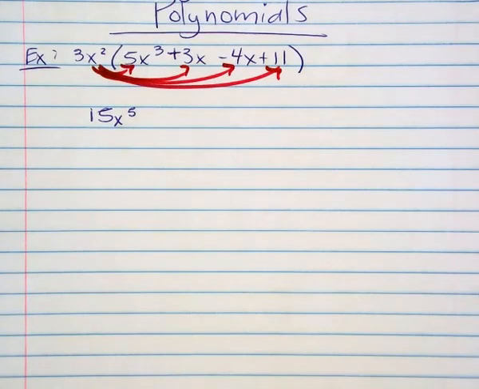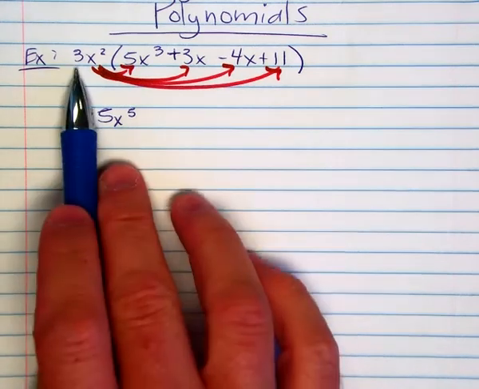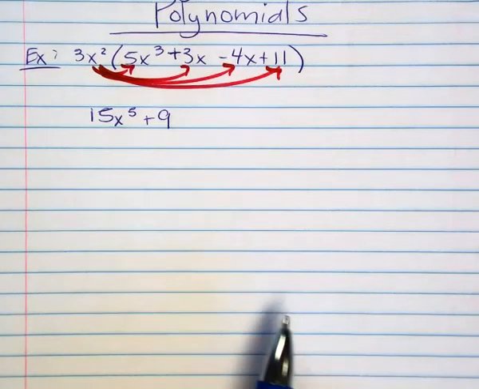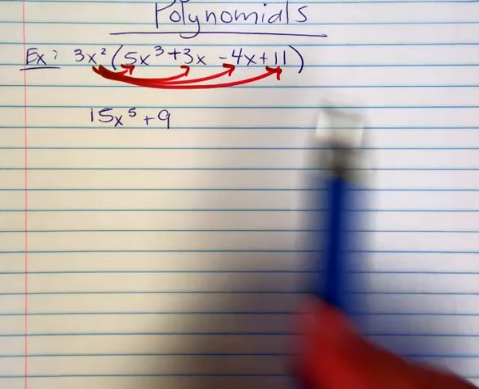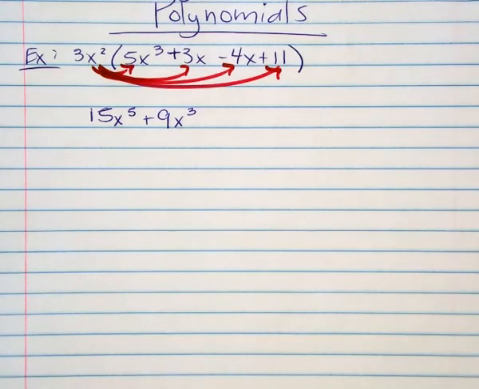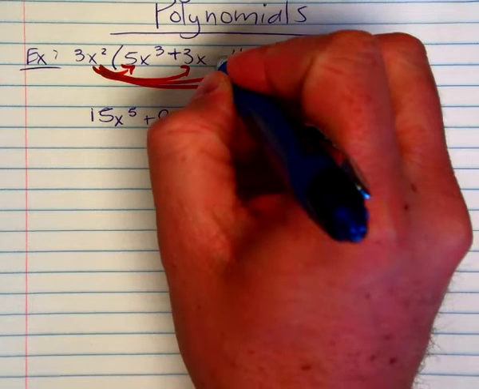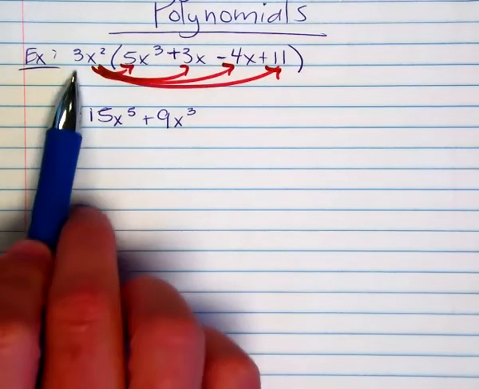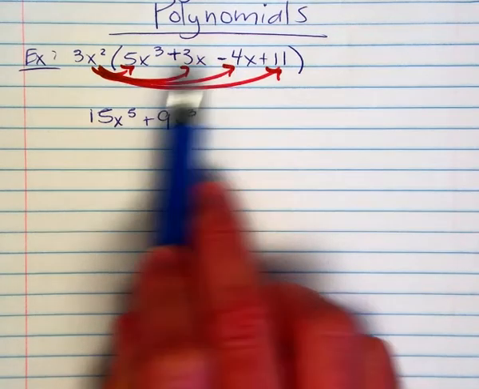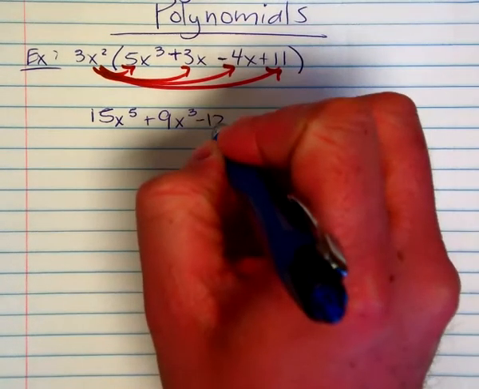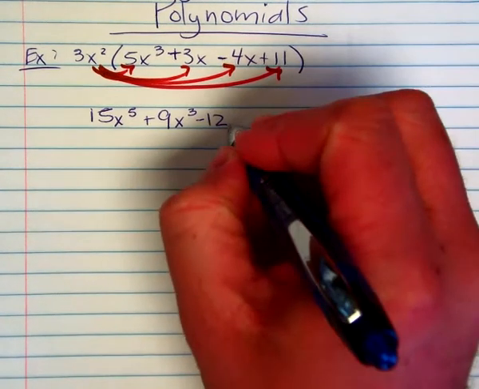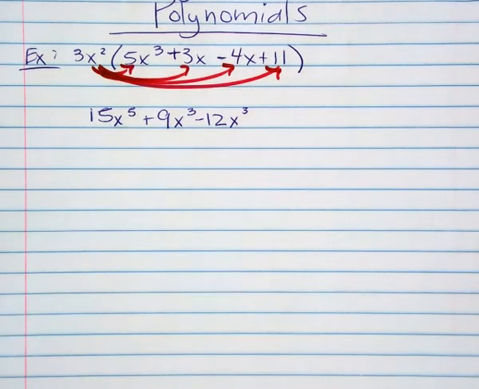We do this for each term and just go down the line. Multiply the coefficients, 3 times 3 to give me 9. X to the second times x to the first, add them up, 2 and 1 makes x to the third. Continuing on, let's multiply the coefficients. 3 times negative 4. We're going to treat a minus sign like it's a negative. 3 times negative 4 to give me negative 12. X to the second, x to the first, add them up, x to the third.